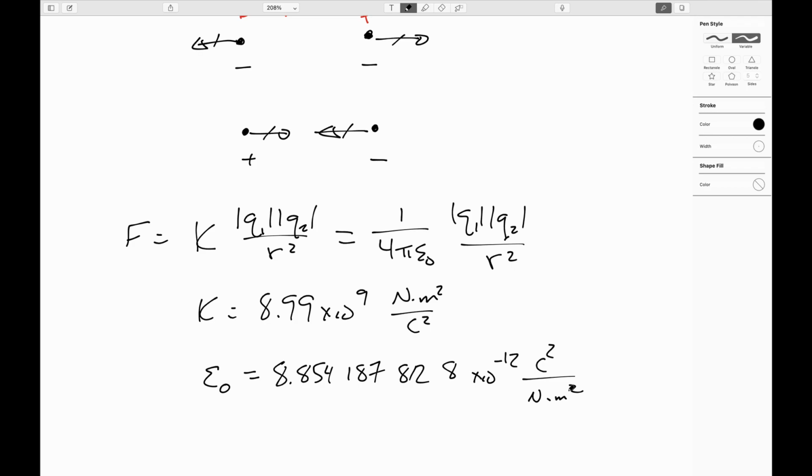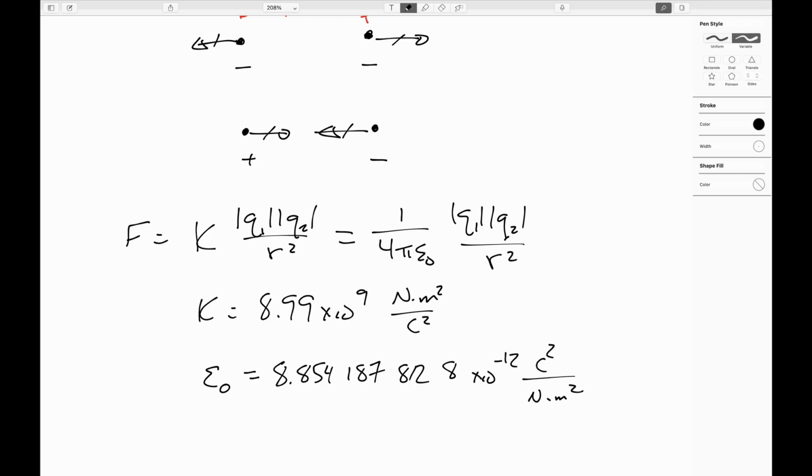Now, a lot of books will tell you that this is an exact number. That is no longer true. With the redefinition of SI that occurred in May of 2019, epsilon naught ceased being an exact number and is now an experimentally measured number, although you can see that it is measured very, very precisely. For anything that you're ever going to practically do, you would just say 8.85 or something like that, which would be plenty good enough.